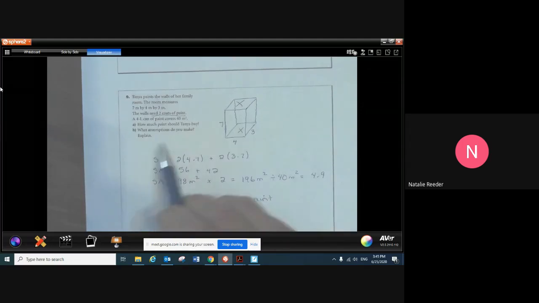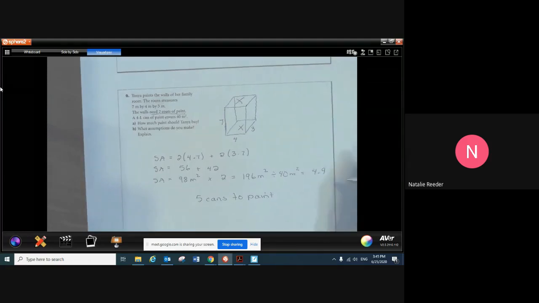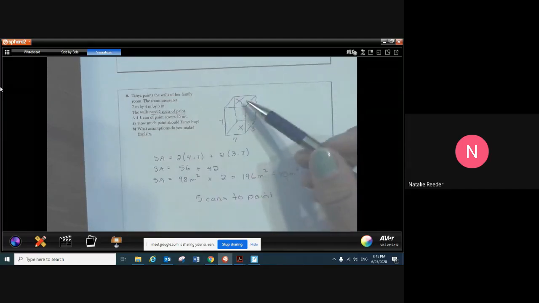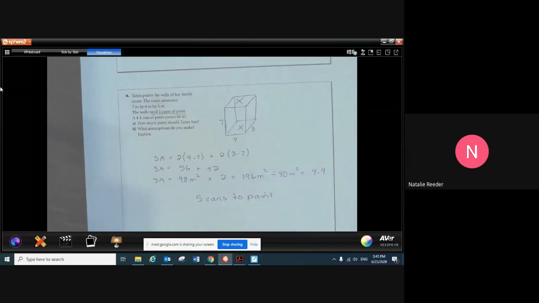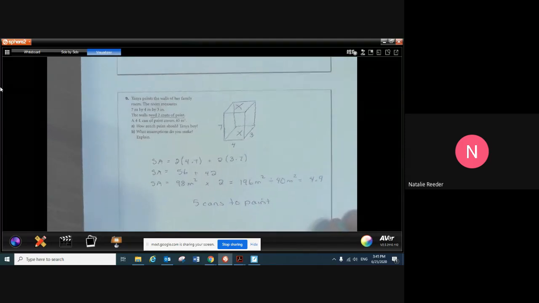Now, when it says, what assumptions do you make? Well, just like I said, 4 cans would not be enough. We would need to order 5, as well as another assumption that we can make is that we're not going to paint the ceiling and we're not going to paint the floor. So that's about it. That's all there is to calculating the surface area of a rectangular prism. Now you can go ahead and do your practice.